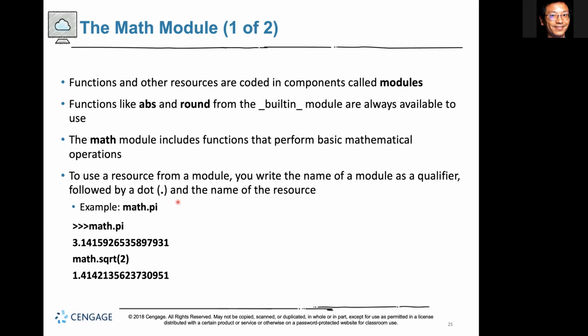Now, for example, if you want to use the constant pi from the math module, you refer to that pi variable with this dot notation here. It's like the module name, dot, followed by the name of it. So here would be the constant pi that we're trying to use. You may also use a function that's inside the math module, math.sqrt for square root. You call that function, give it an argument of 2, and then you get a result.